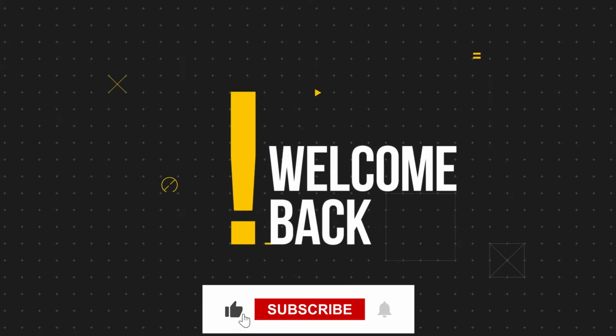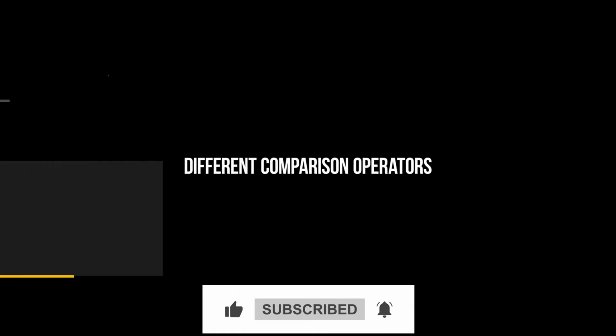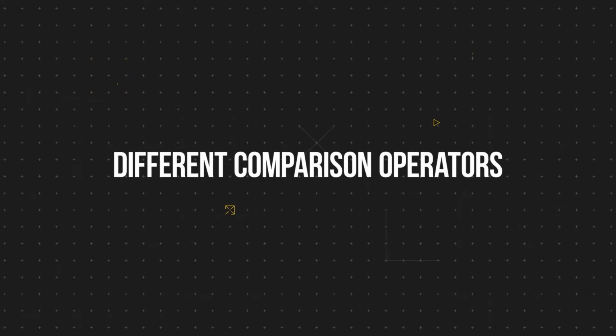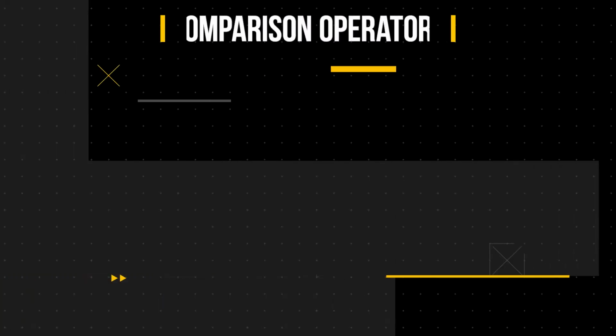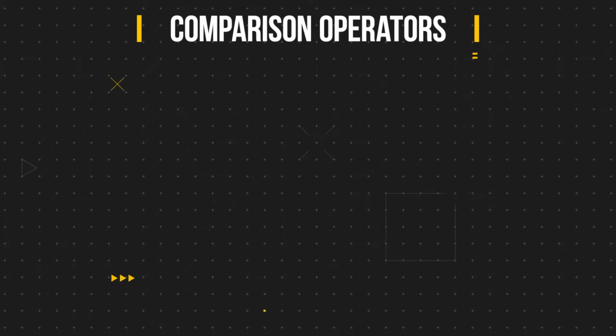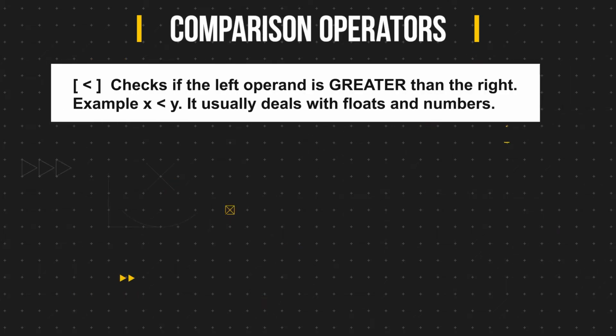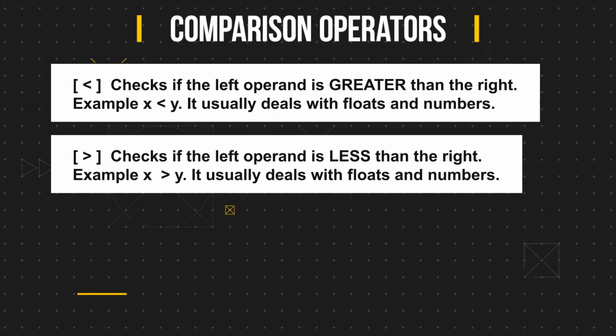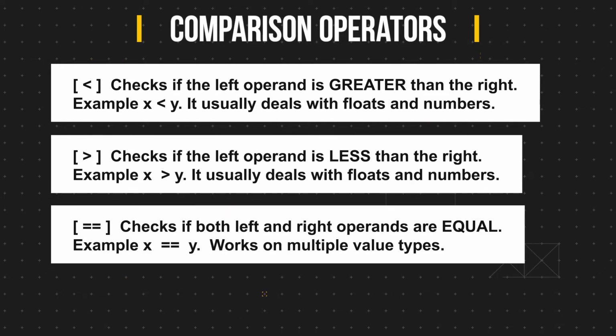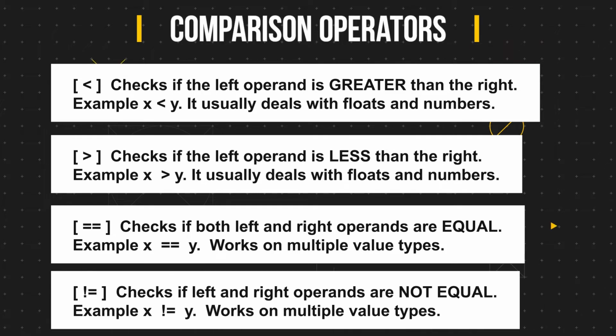Okay, welcome back. So in this module, we're going to be looking at the different comparison operators in Python. So we have the greater than, we have the less than, and the greater than returns true if the left operand is greater than the right operand. Less than returns true if the left operand is less than the right. Equals to is going to be true if both conditions are true. So if both operands are true, it's going to return true.